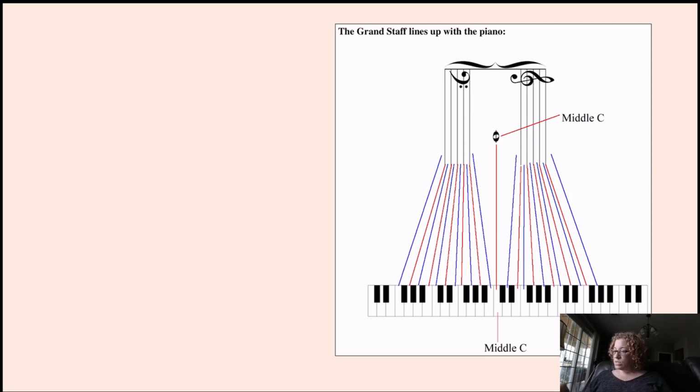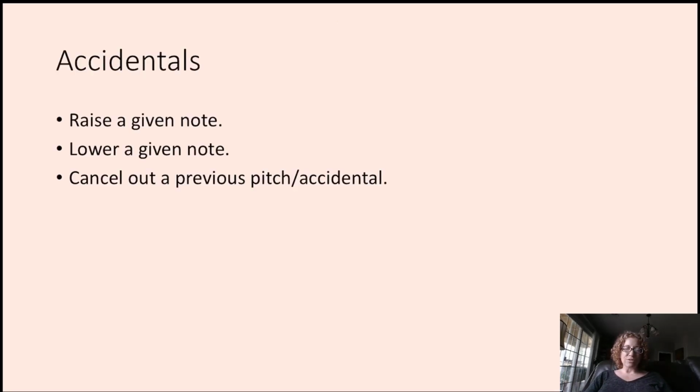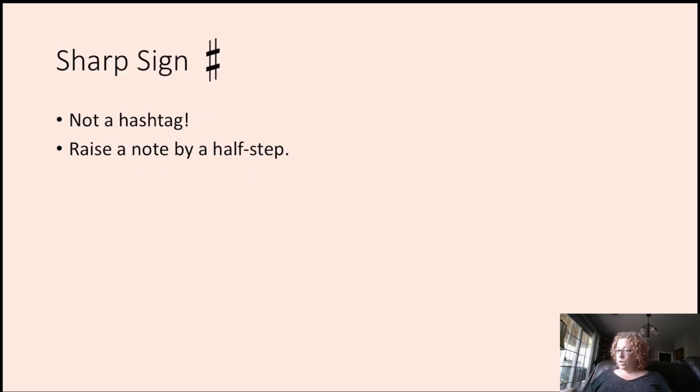Well, we use something called accidentals, right? And an accidental can tell you to raise or lower a given note, or cancel out a previous accidental or pitch. So we're going to start with the sharp sign, which the common joke among music teachers is that it's not a hashtag. A sharp sign tells you to raise a note by a half step. Okay? So let's look at some of these.